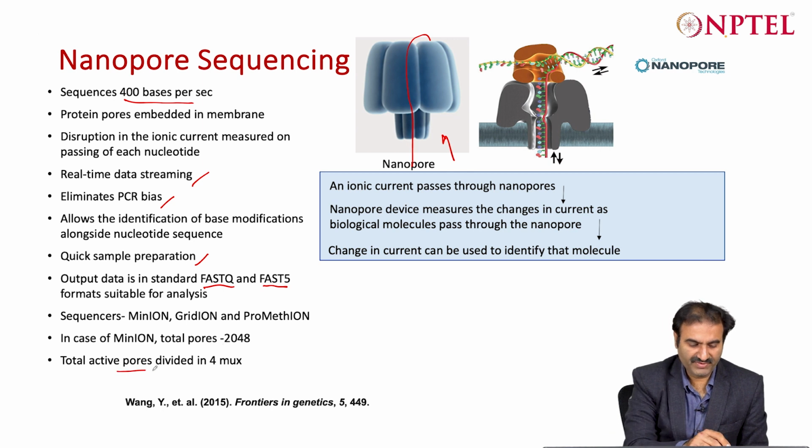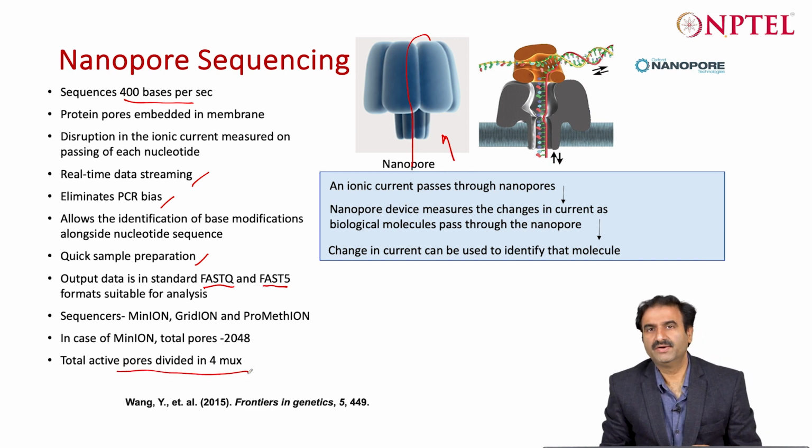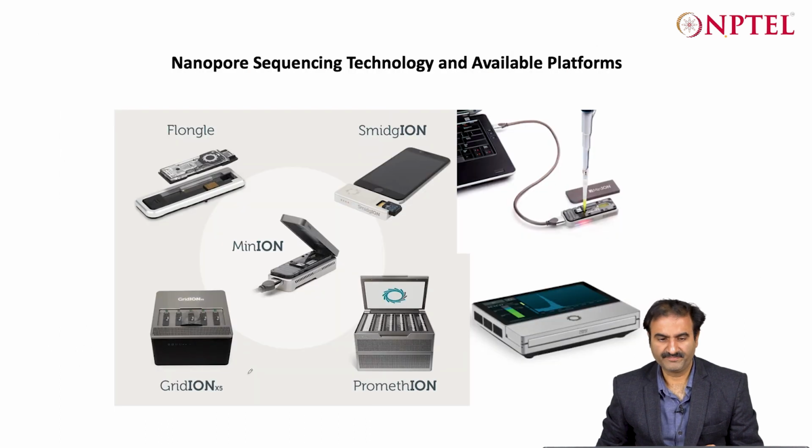So basically the active pores are divided into 4 MUX, and you can also set how much time you want to run it. After that the run will stop automatically, and you can also stop in between, right? So these are the different types of instruments available.